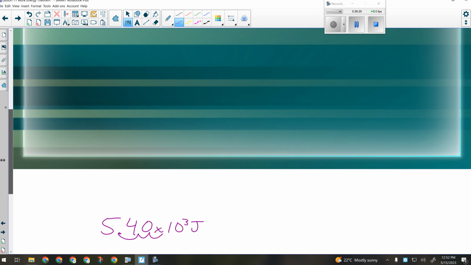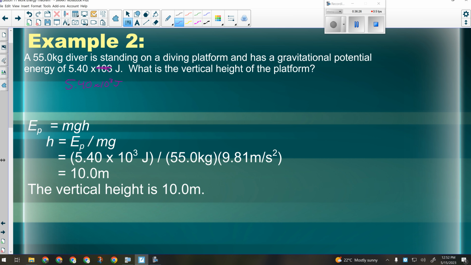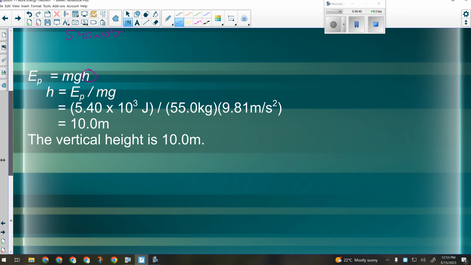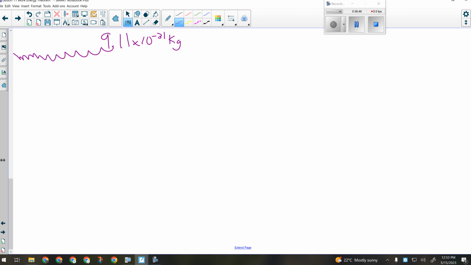So in this particular problem, we have 5,400 joules worth of potential energy, and we know the mass of the diver, 55 kilograms. They want us to calculate the height. So if I want to get height by itself, what do I do with m and g? I want to isolate height. Divide, because I'm multiplying all three things together. So I divide both sides by m times g.